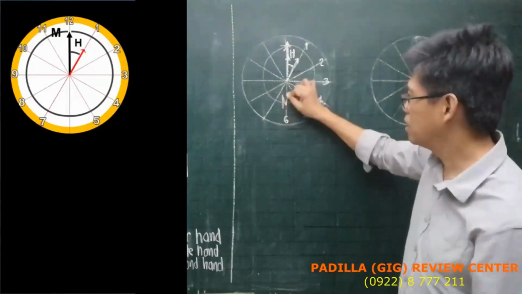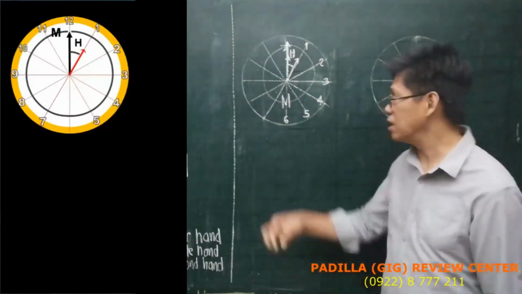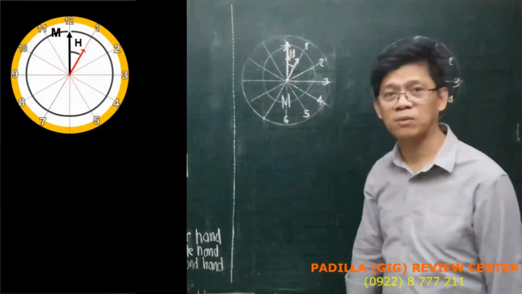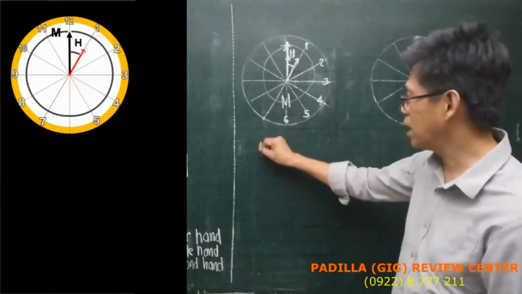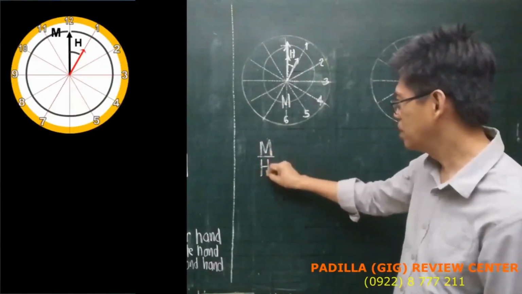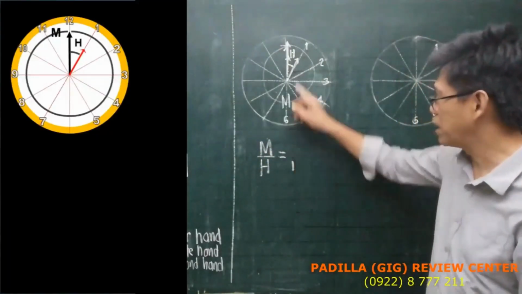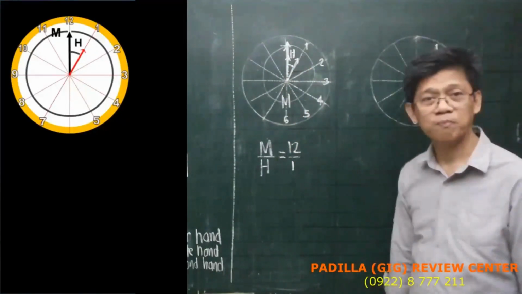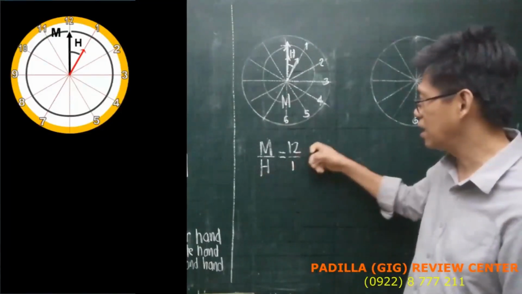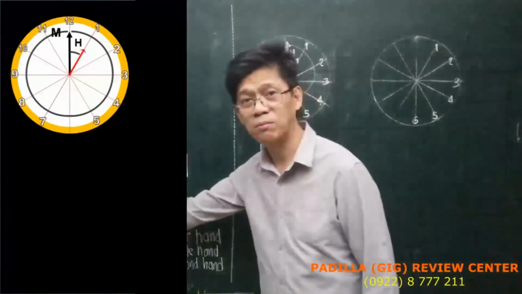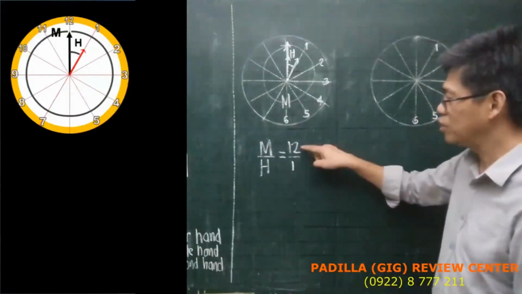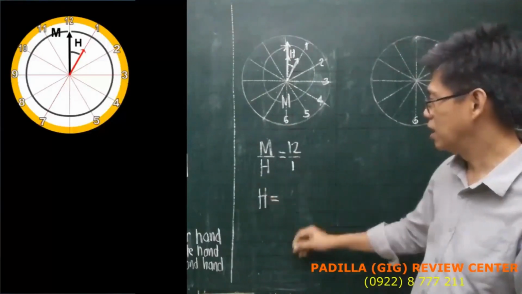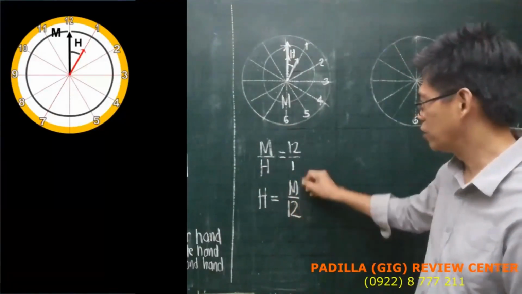This is our M. If we consider it in terms of this partition, the clock is divided into 12 partitions. So if we get M is to H, for every one partition by the hour hand, the minute hand had gone around at 12. So from here, we can say that H is M over 12. So you bring this up, you bring this down, and you get H is equal to M over 12. That formula.